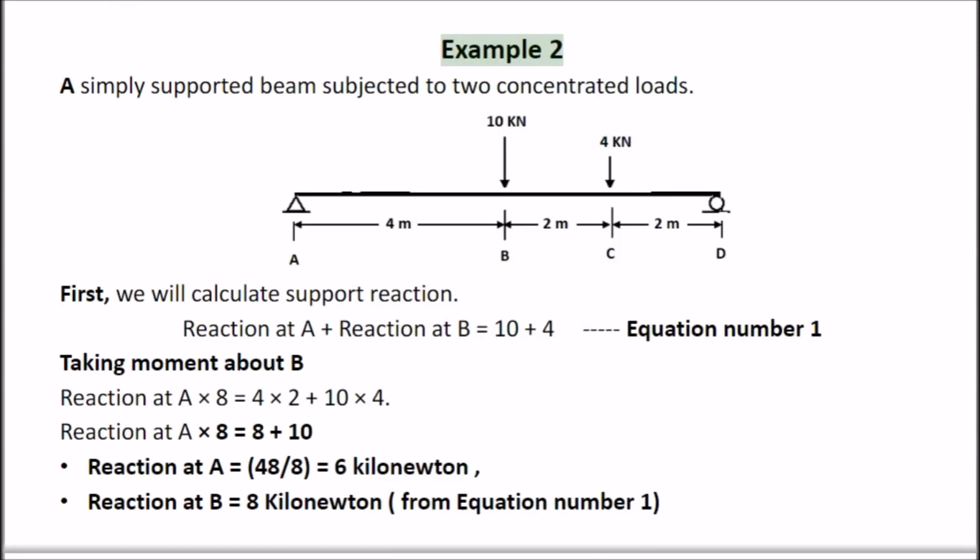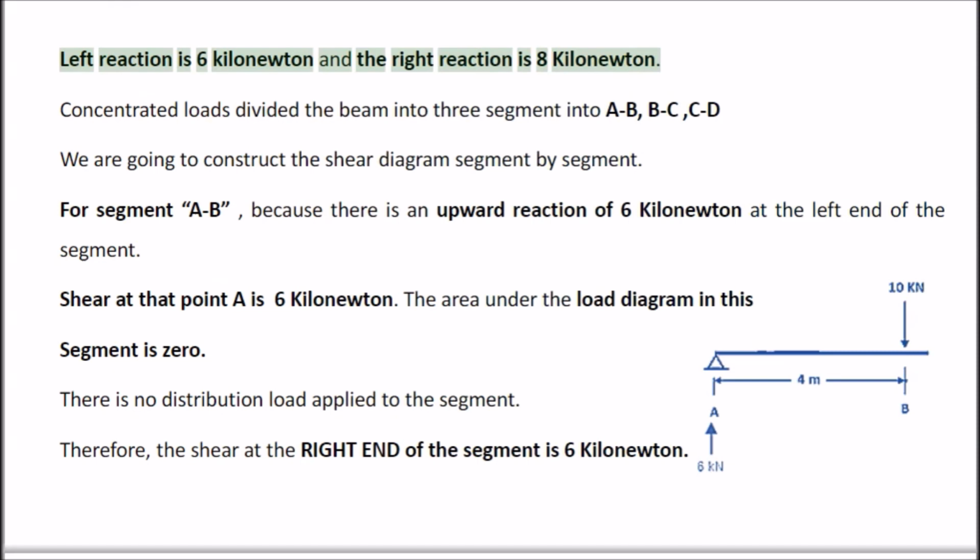Example 2. A simply supported beam subjected to two concentrated loads. First, we will calculate the support reactions. Reaction at A plus reaction at B equals 10 plus 4, equation number 1. Taking moment about B: reaction at A times 8 equals 4 times 2 plus 10 times 4. Reaction at A times 8 equals 8 plus 40. Reaction at A equals 48/8 equals 6 kilonewton. Reaction at B equals 8 kilonewton, from equation number 1. The left reaction is 6 kilonewton and the right reaction is 8 kilonewton.